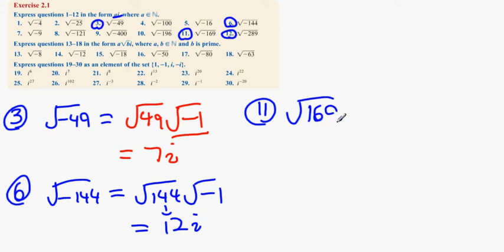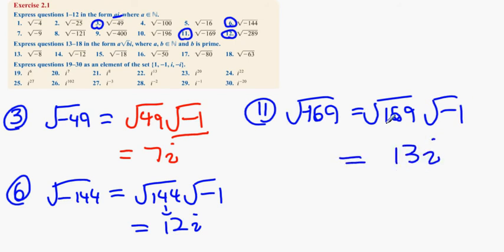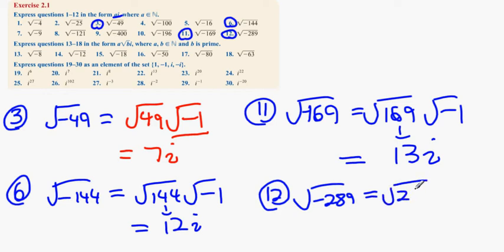For number 6, we're going to get the square root of minus 144 equals root 144 times root minus 1. Root 144 is 12, the square root of minus 1 is i, so 12i. Likewise for number 11, root minus 169 is root 169 times root minus 1, which is going to be 13i, because the square root of 169 is 13. And finally number 12, the square root of minus 289 is the square root of 289 multiplied by root minus 1, which gives me 17i.